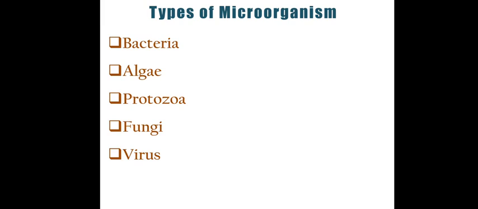If we talk about the size of these microorganisms, some of these bacteria, algae, protozoa, fungus, or viruses can be seen by our naked eye. Some species of these microorganisms are visible to us. Now moving ahead with the first type of microorganism, that is bacteria.